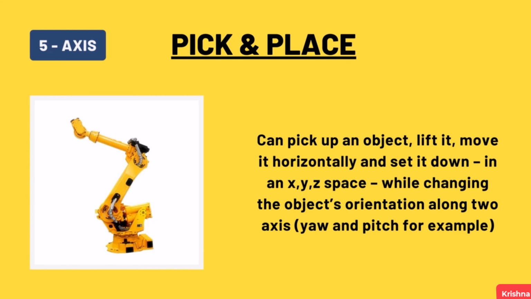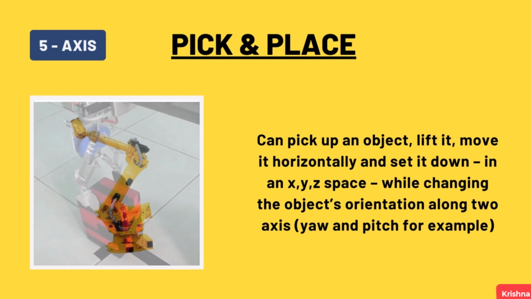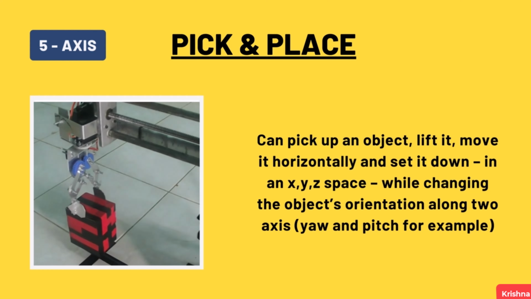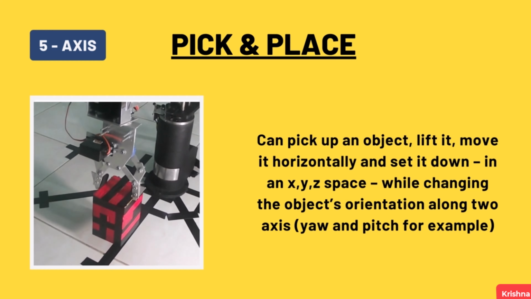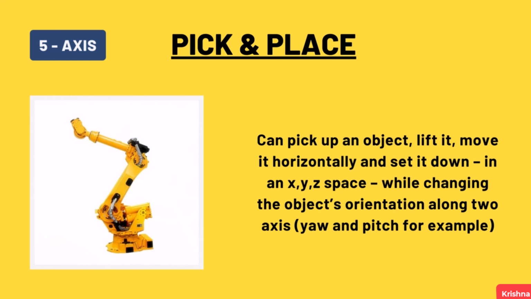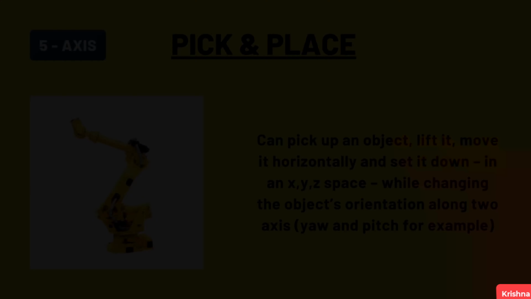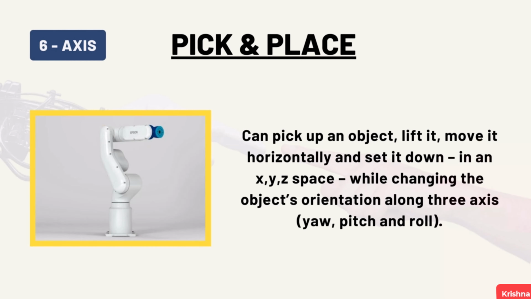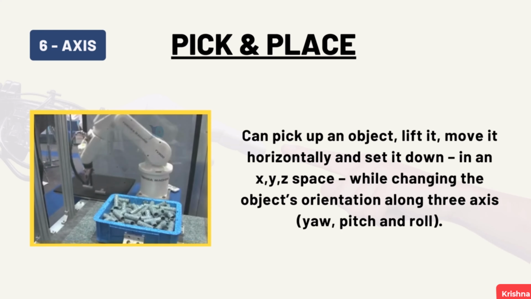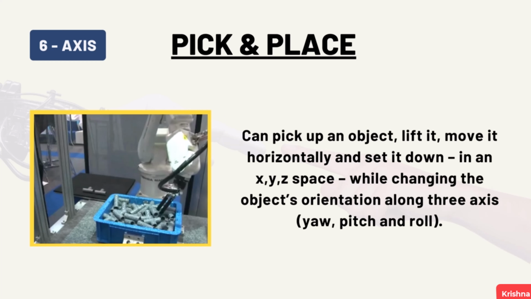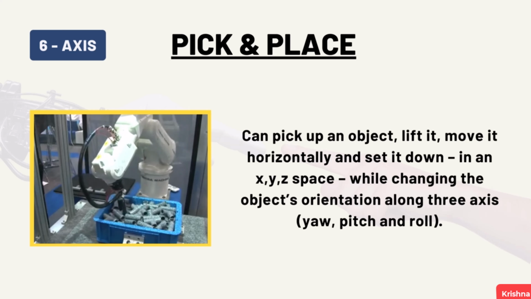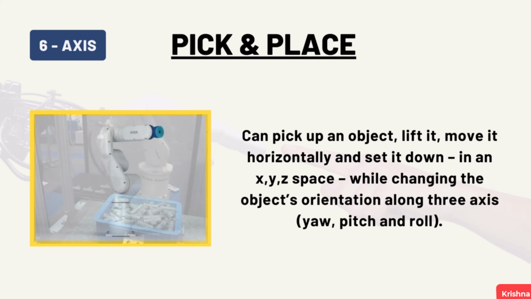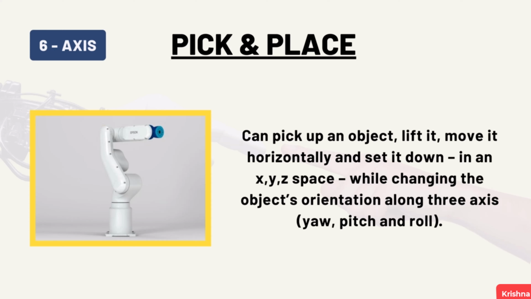The five-axis robot can pick up an object, lift it, move it horizontally, and set it down in an XYZ space, while changing the object's orientation along two axes. That means this is an example of yaw and pitch. A six-axis robot can pick up an object, lift it, move it horizontally, and set it down in an XYZ space, while changing the object's orientation along three axes. So this kind of six-axis pick-and-place robot has all the three movements: yaw, pitch, and roll.